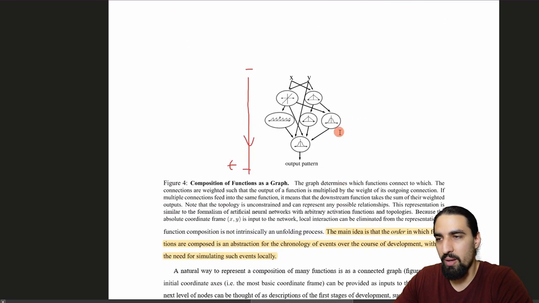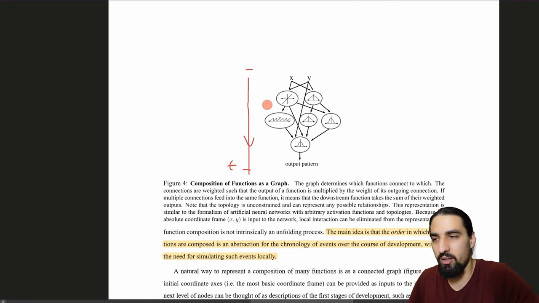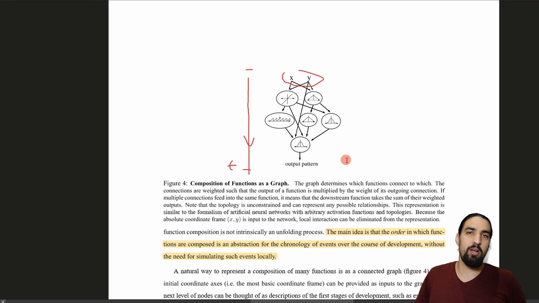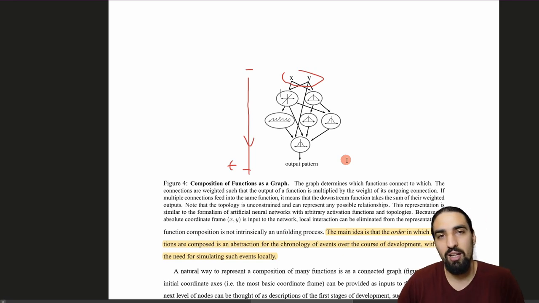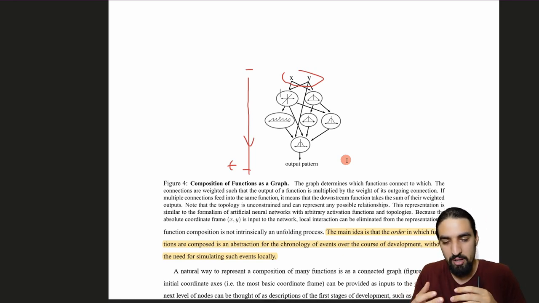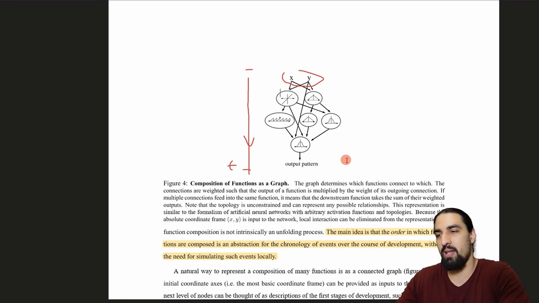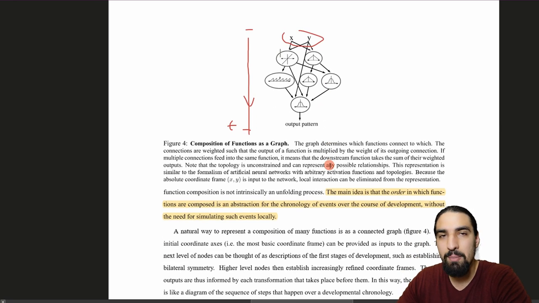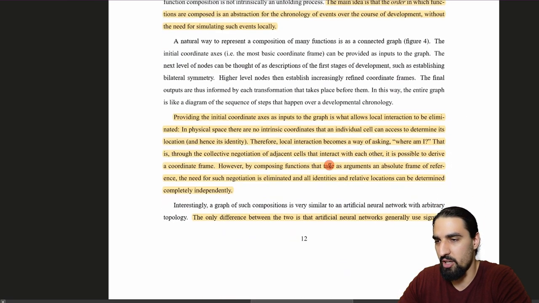So basically what they said here is we can feed these absolute coordinates into our CPPN to generate this output pattern. Instead, you can imagine the difficulty that a cell has: it needs to figure out where it is based on local communication with the neighboring cells. And this CPPN model basically eliminates the need for that type of communication to happen.